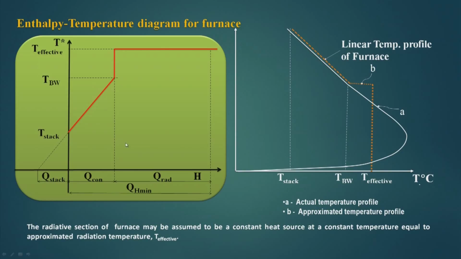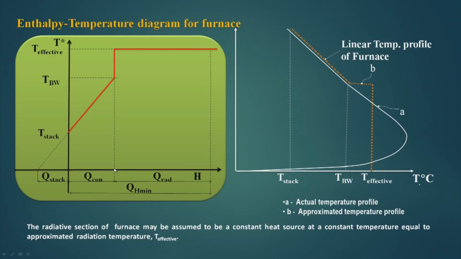Now, this is an approximated temperature profile of the furnace. Here in the radiation section, the temperature is assumed to be constant and equal to T effective. This is the constant temperature T effective, and this is the convection section.